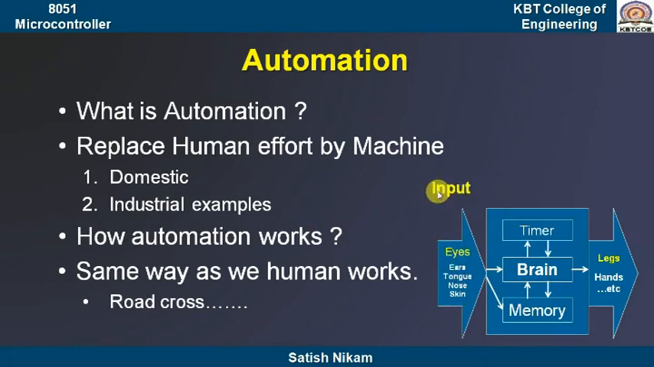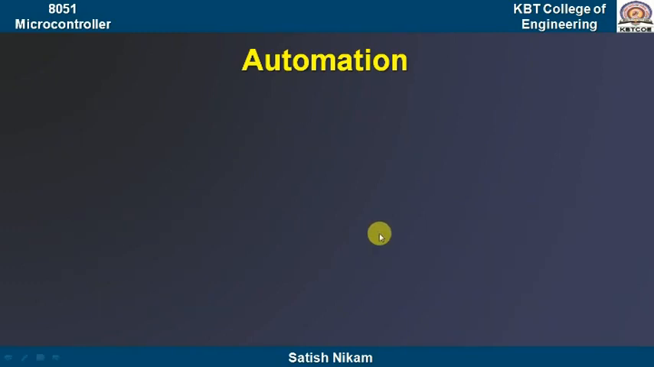We collect the information from the environment, or in short, we get the input from the environment, and that information gets stored in the memory block and gets processed. After the processing of that data we get some output, and according to that output we have to work. This is the simple way in which we human beings work.